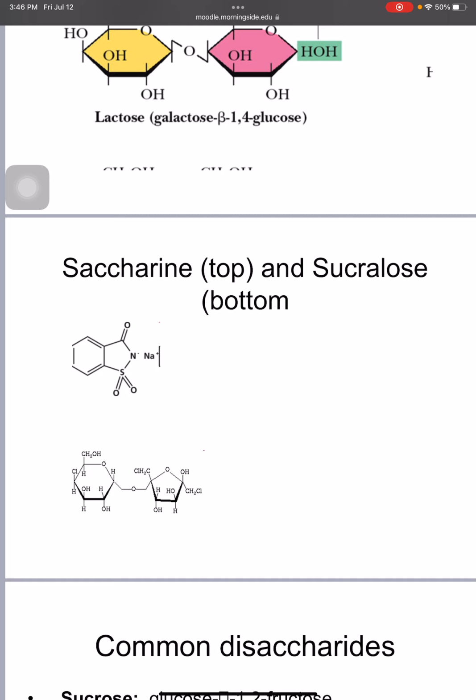You probably know sucralose better by its trade name. It is called Splenda, right? Yep. That's really probably the only artificial sweetener I actually like. I don't like aspartame, I don't like saccharin. Sucralose, though, it tastes pretty good, I think. But that's to each their own.